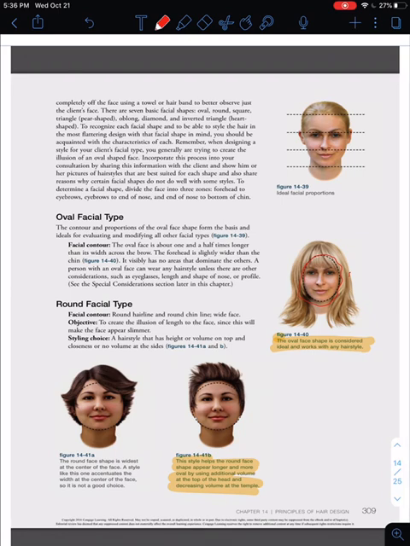Now, round face shapes are pretty easy to work with too because they're just a squashed oval. Let's highlight below this one. It says, this style helps the round face shape appear longer and more oval by using additional volume at the top of the head and decreasing volume at the temples. So the goal is to cut off those edges of the circle and make the circle look taller to make it look more oval-like.